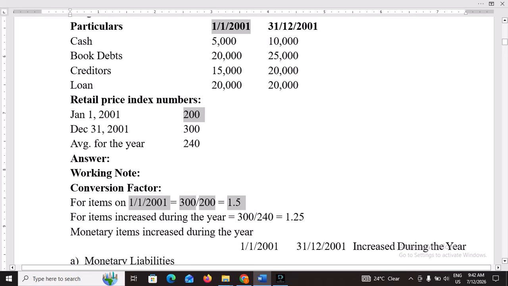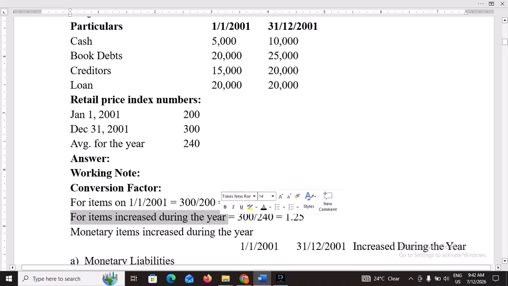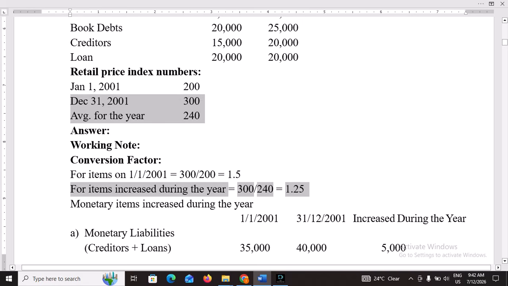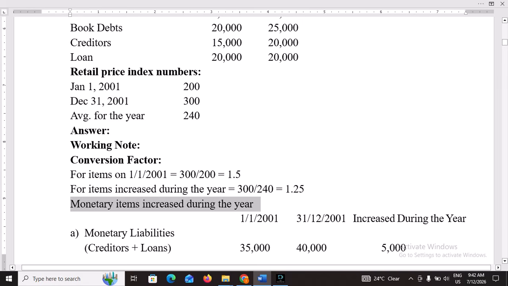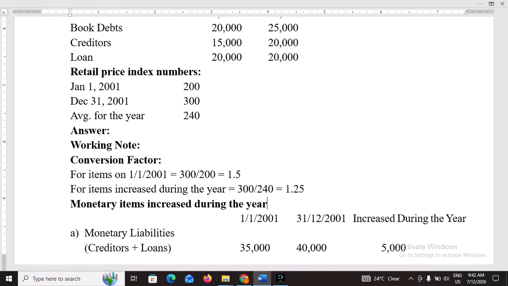Now for items increased during the year, closing index is the same, 300. During the year means average, so the average index is 240. Divided by 240, the conversion factor is 1.25. Okay. Now monetary items increased during the year.